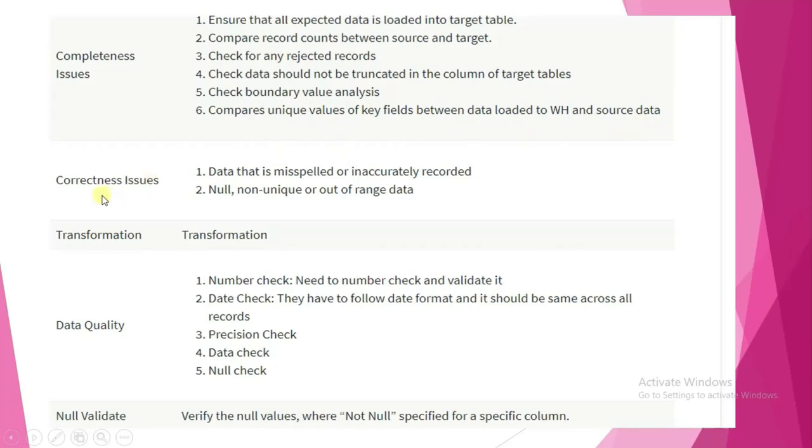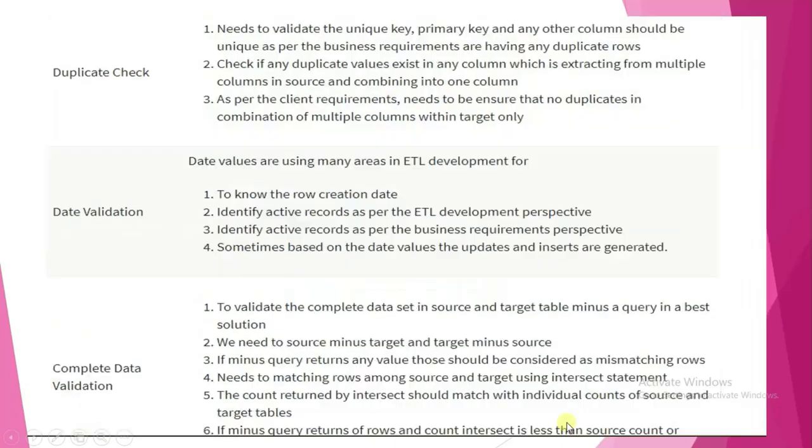So next one is correctness issues, that is, data that is misspelled or inaccurately recorded, null, non-unique, or out of range data. Then transformation, that is data quality: the number check, need to do the number check and validate it. Date check, that is, they have to follow the date format and it should be the same across all records. Precision check, date check, and null check. Null validate: verify the null values where not null is specified for a specific column.